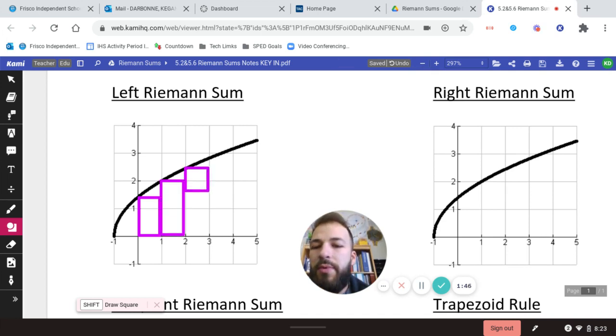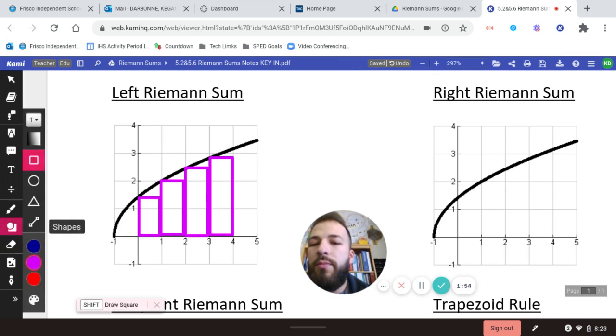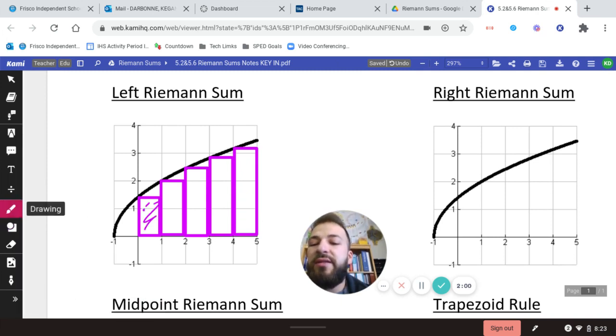So boom. Boop. And boom. And then all of the area of these rectangles underneath is going to be my estimated area under the curve.